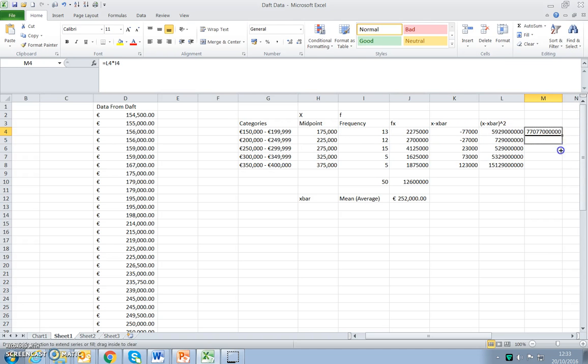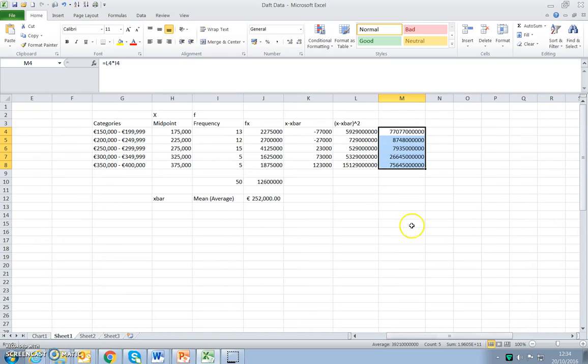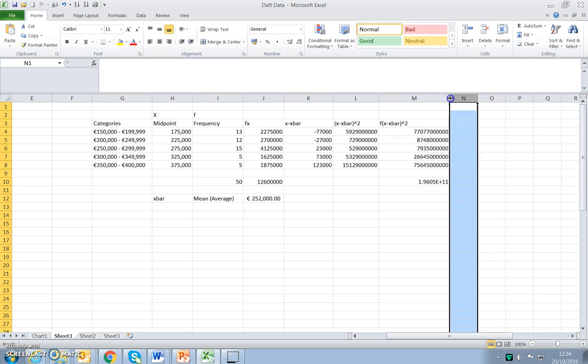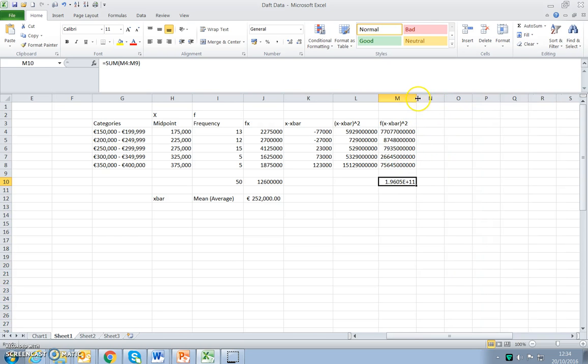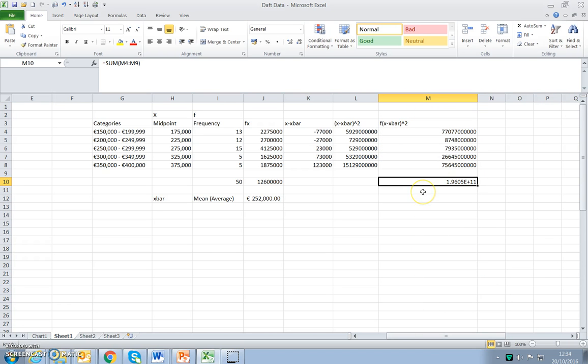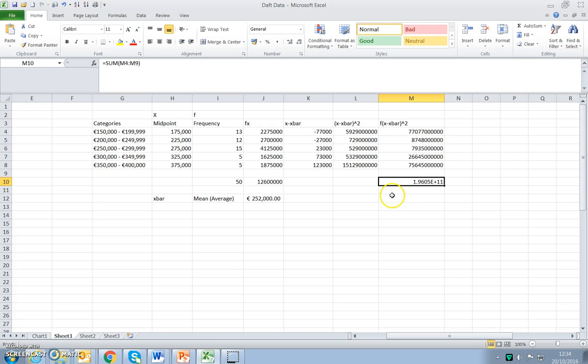And again, all you need to do is drag it down there. We just give ourselves a bit more space. This is the column that you need to sum. So you have sum f by x minus x bar squared. You have summed that. Again, we will give ourselves some more space there. It doesn't give us enough space to put that in. That's fine, you don't need it at the moment.